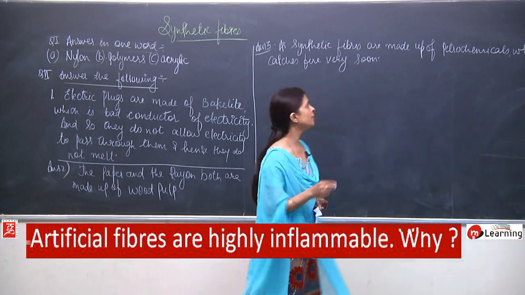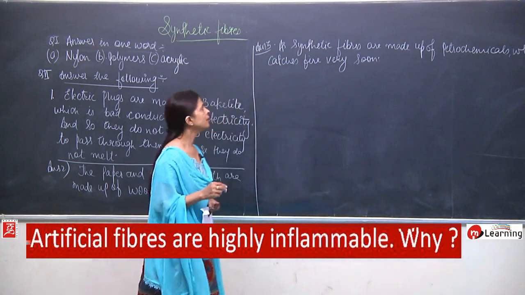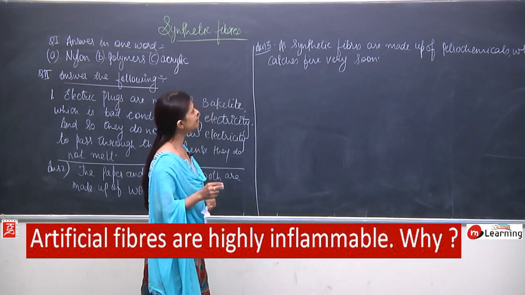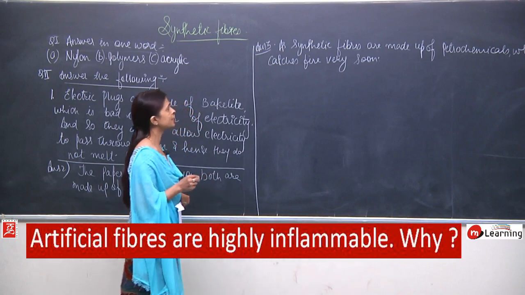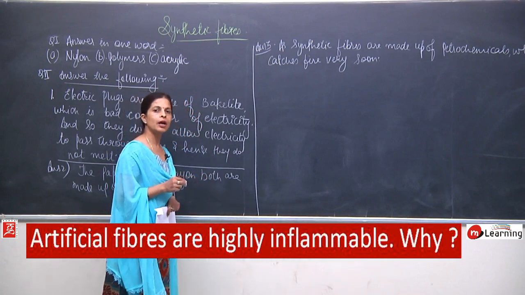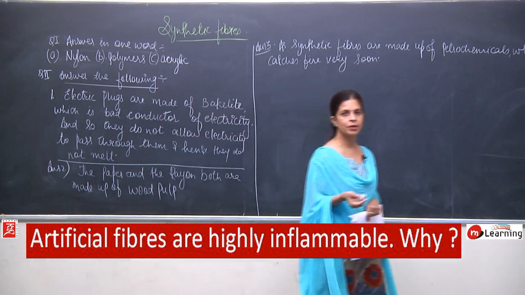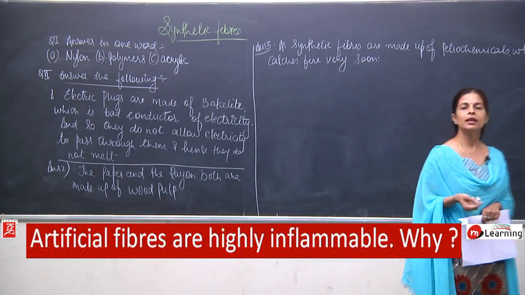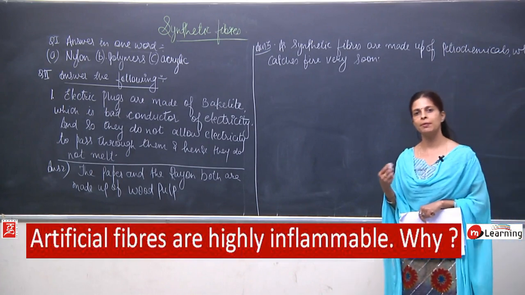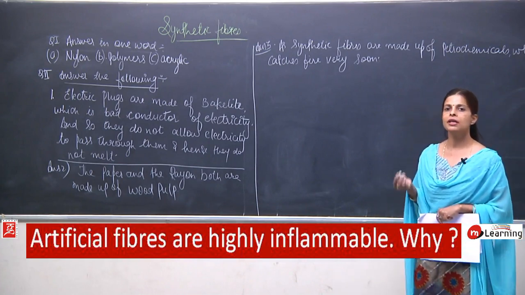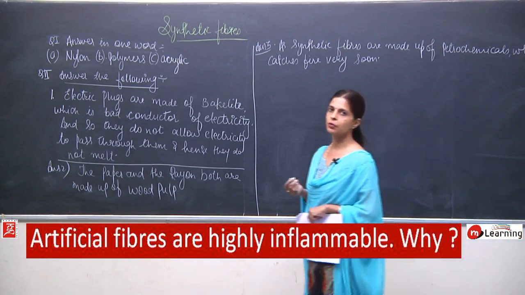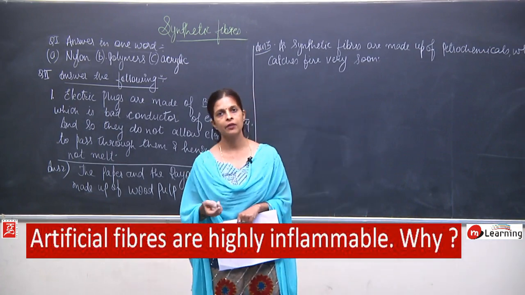So I have just written the main point of the answer, that the synthetic fibers are made up of petrochemicals which catch fire very soon. So now you have to complete. That is the reason: when the raw materials are petrochemicals, which are highly inflammable, the fibers made from petrochemicals also catch fire very soon, and so they are highly inflammable.